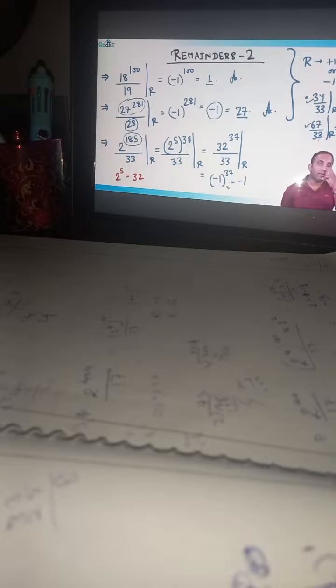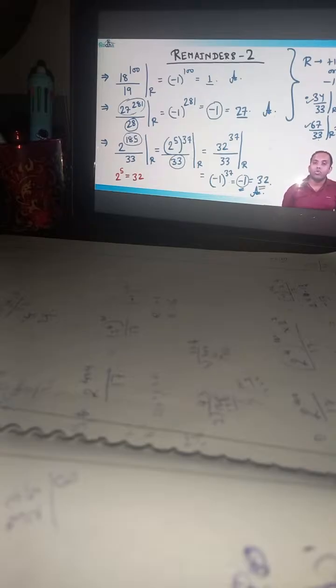But it is a negative remainder, and the final answer has to be always positive. So what is the corresponding positive remainder for minus 1? Just add the base with the sign. Base is 33, negative remainder is minus 1. So 33 minus 1, just add it. So what is the answer? 32. So 32 is the answer for this question, right?